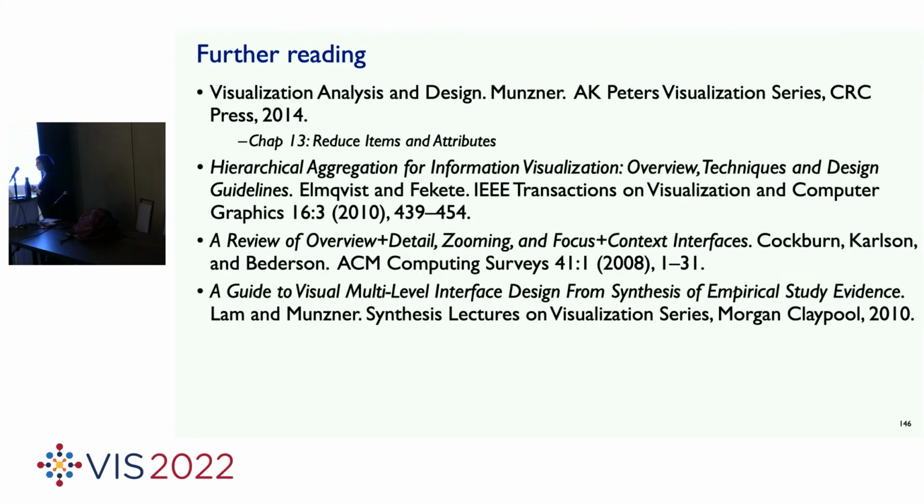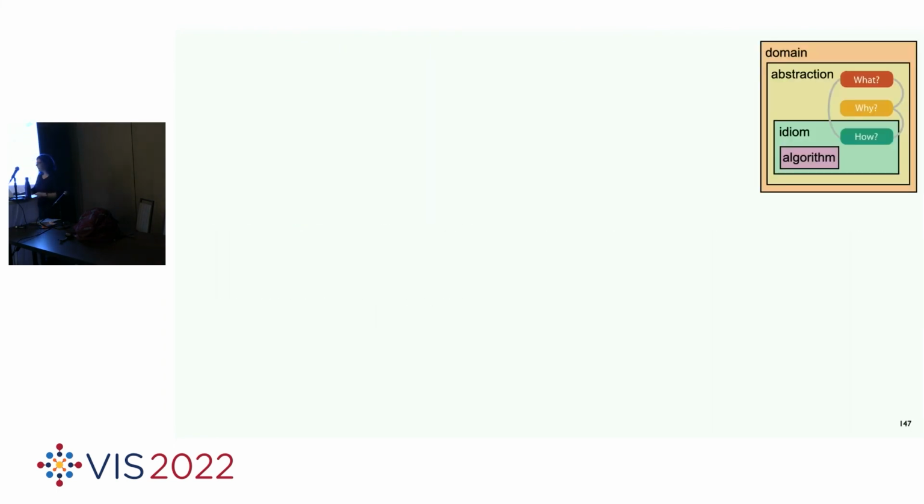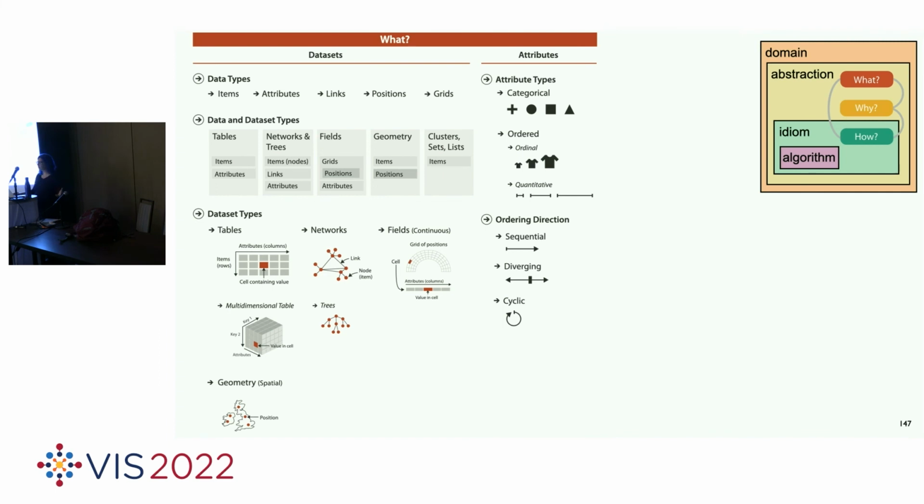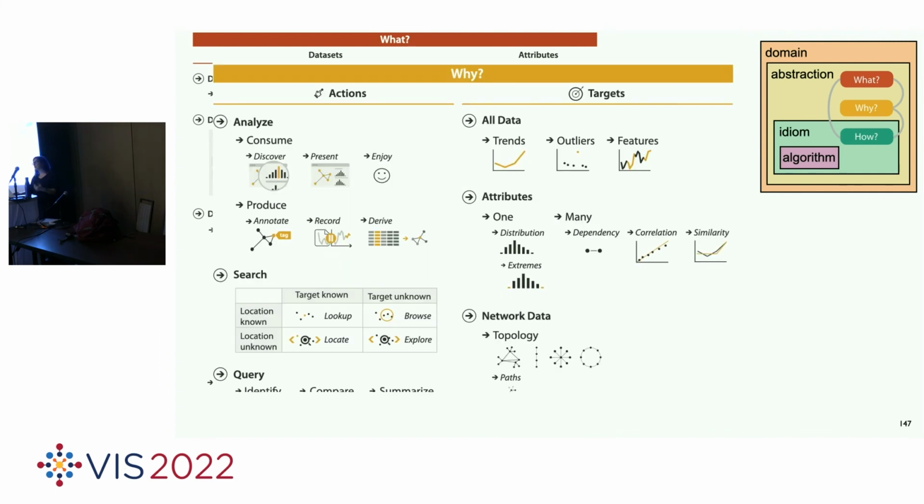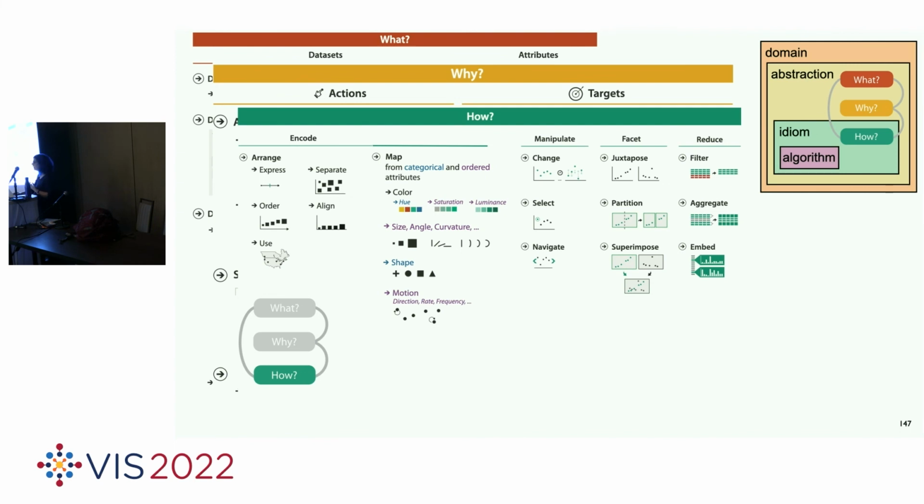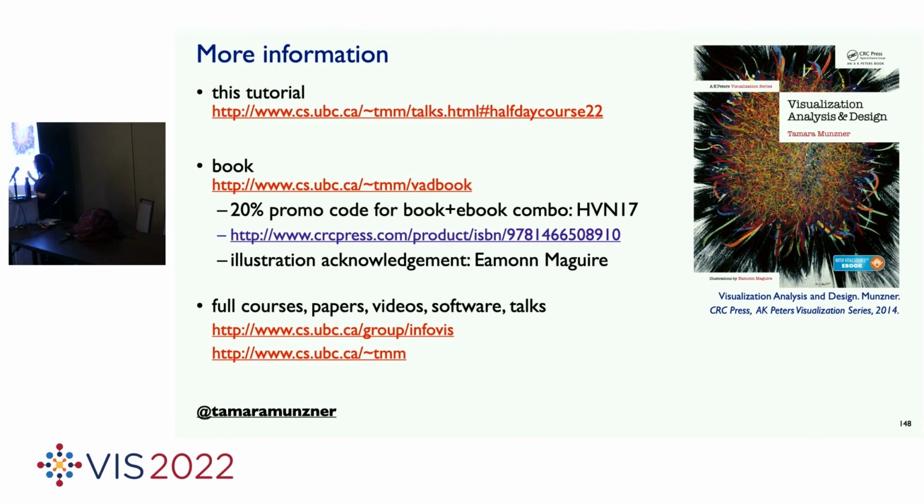Okay, so there's also further reading on that front. Now, what we've done is we've walked through a whole bunch of ideas, trying to think about these 4 levels of domain, abstraction, idiom, and algorithm through the lens of what and why and how. So we talked about what in terms of data, why in terms of task, and then how in terms of all these different ways to visually encode and interact, so the space of idioms. So there is lots more in a book. This tutorial is based on that book. And also some of the stuff that my own group does.